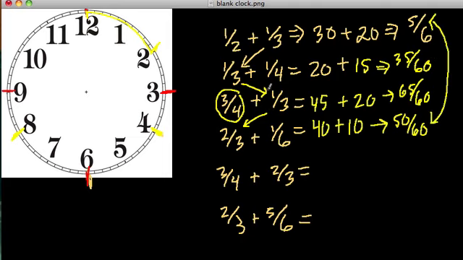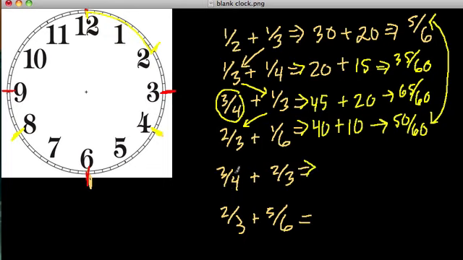These fractions are connected. I should put arrows here, sorry, because otherwise it looks like I'm saying in each of these cases that, for example, 1/3 and a fourth is equal to 20 plus 15, but it's not. We're just using a model to think about these fractions.